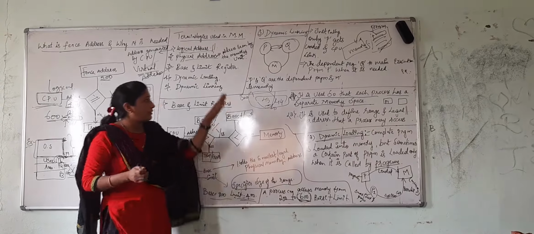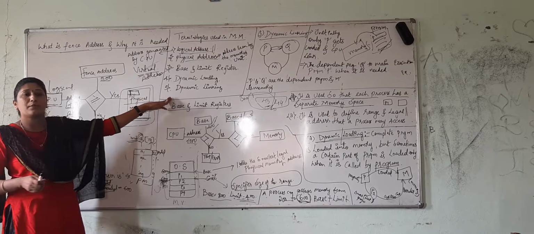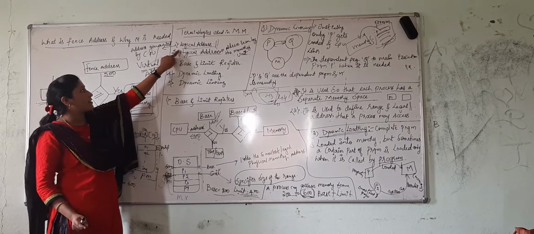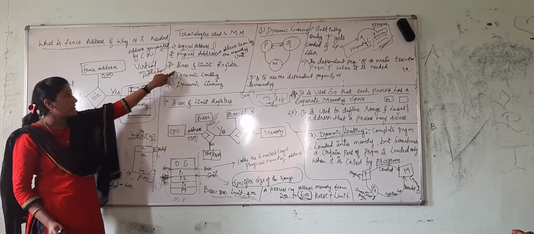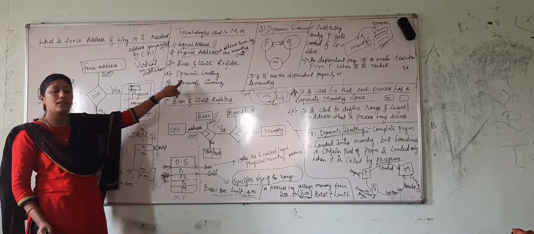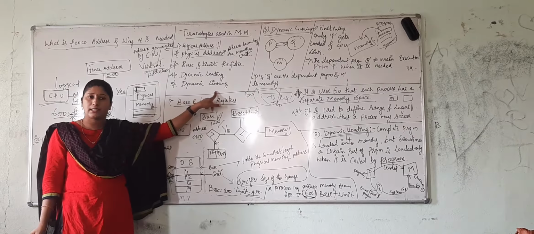Fine? So you got the definition of all the terminologies used under memory management: logical address, physical address, base and limit address, dynamic loading and finally dynamic linking. Is that clear?